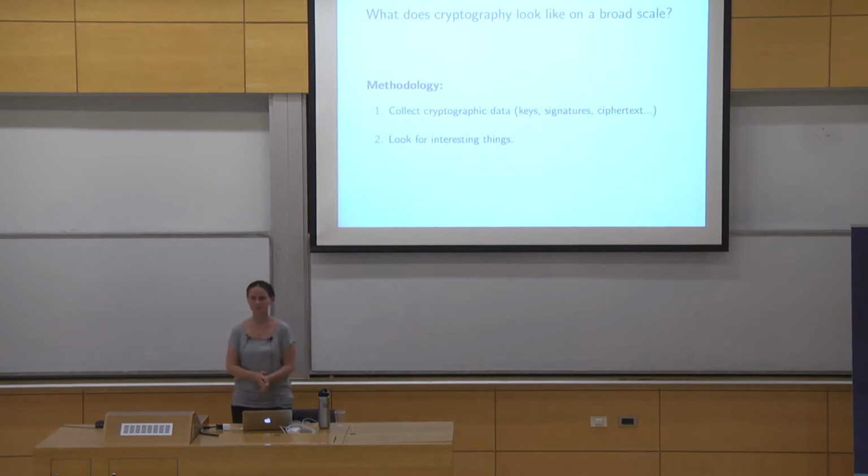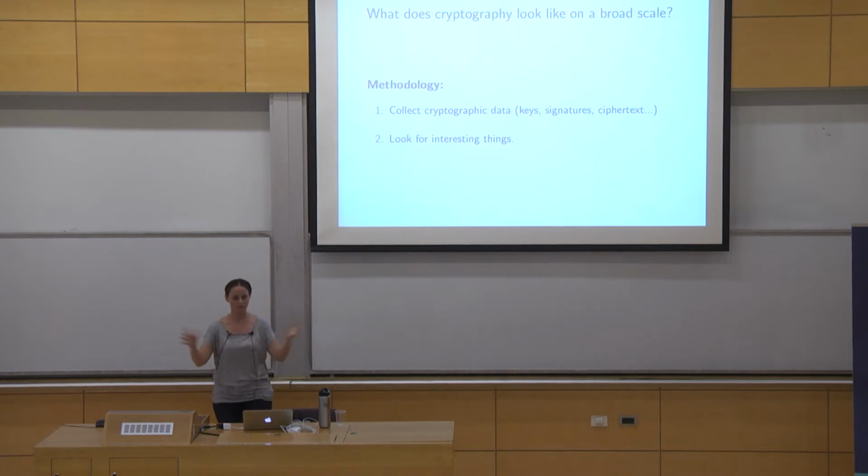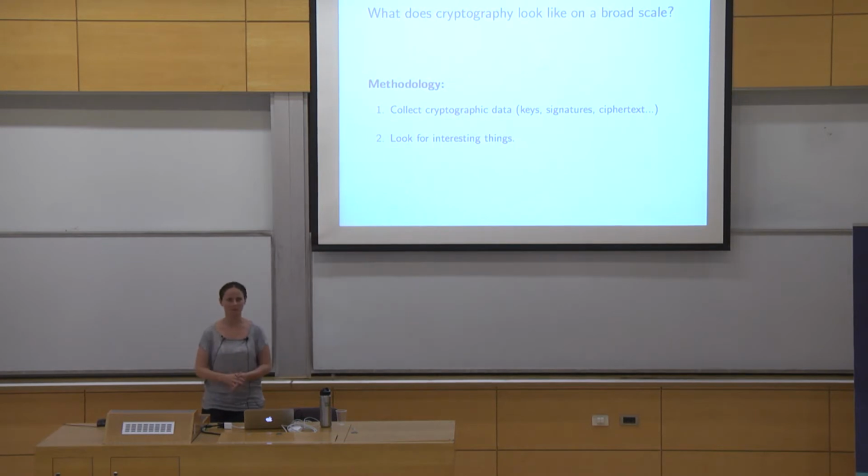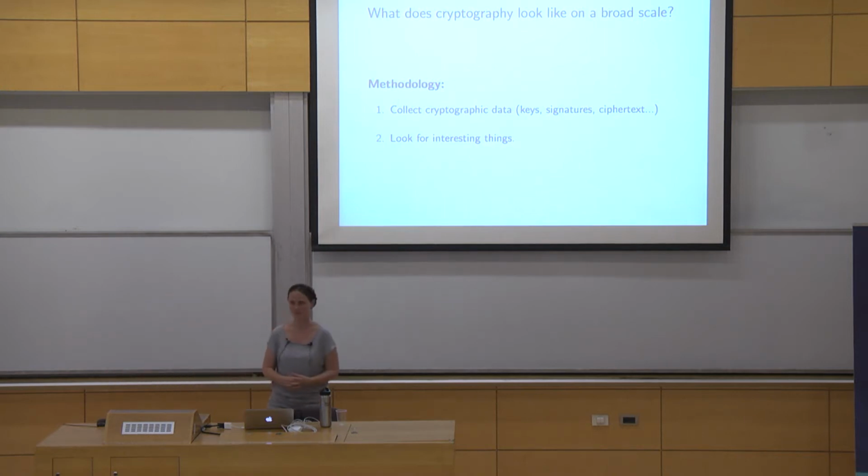So the motivating question for all of the work that I'm going to talk about in this next hour and a half is the question of what does cryptography look like on a broad scale? Our methodology for this research is a 2-step process. One is collect cryptographic data. This means keys, signatures, ciphertext, whatever we can get in cryptographic usage in reality, and then look for interesting things, mostly things that should not be happening. So here's our project.